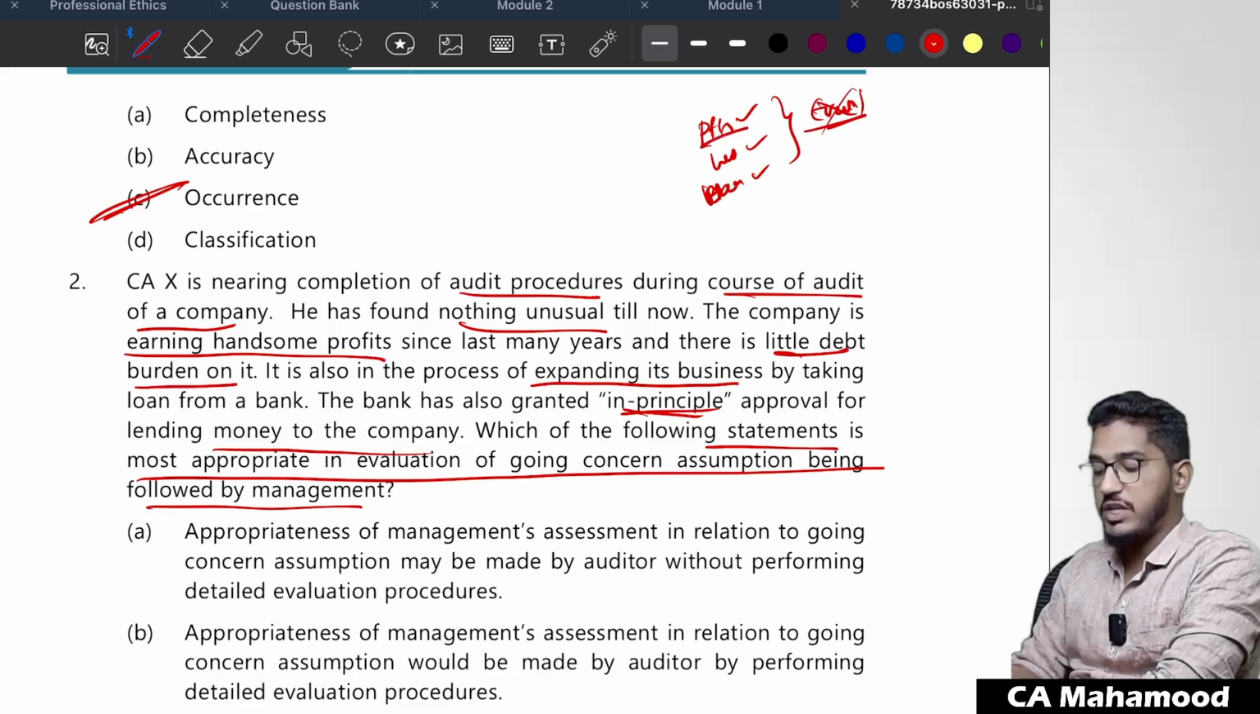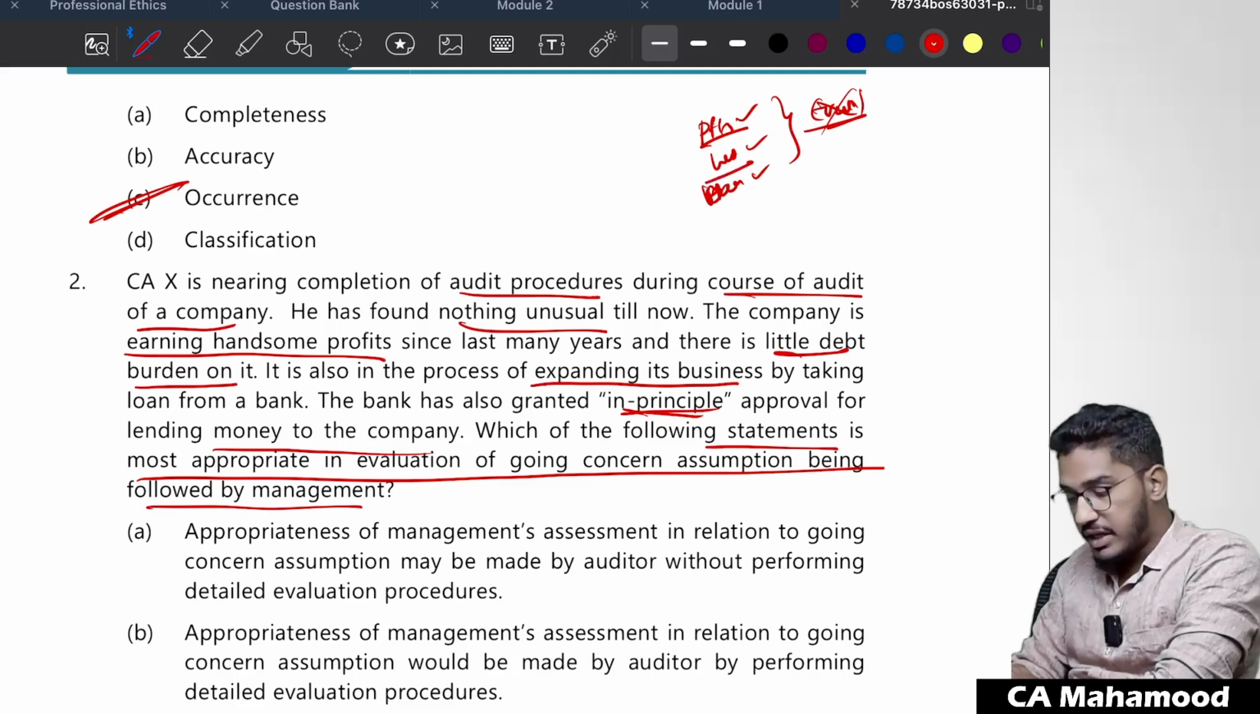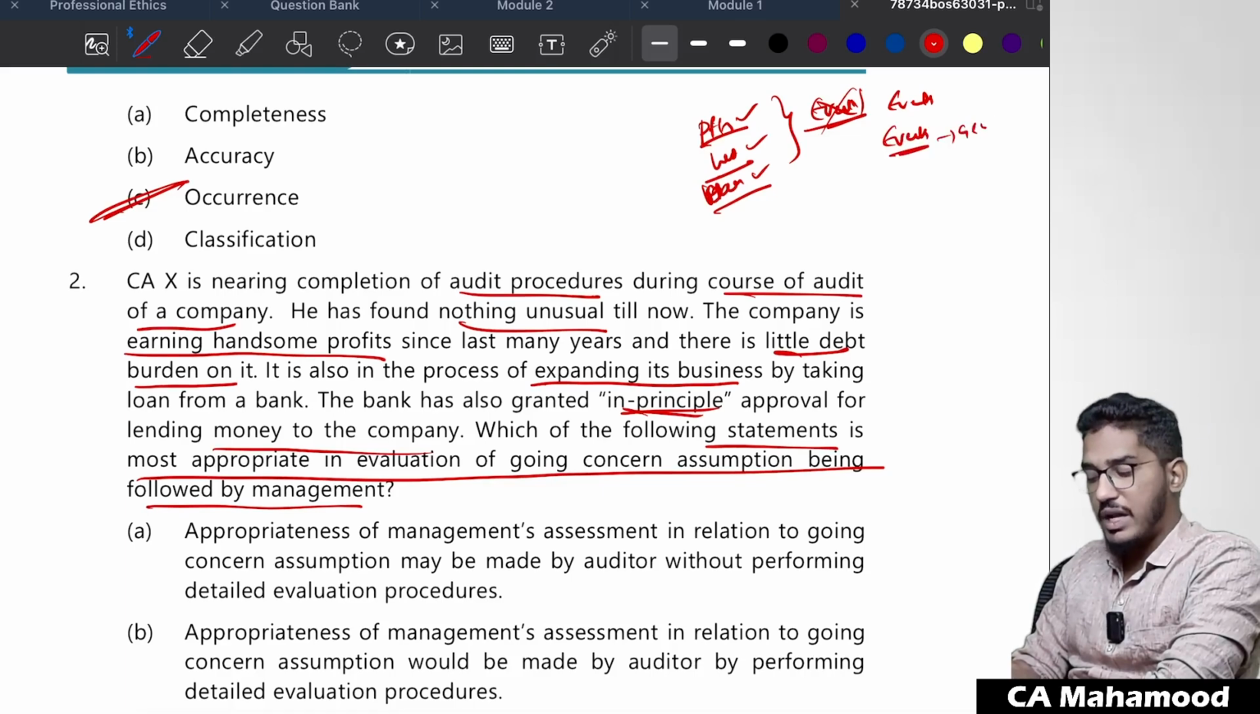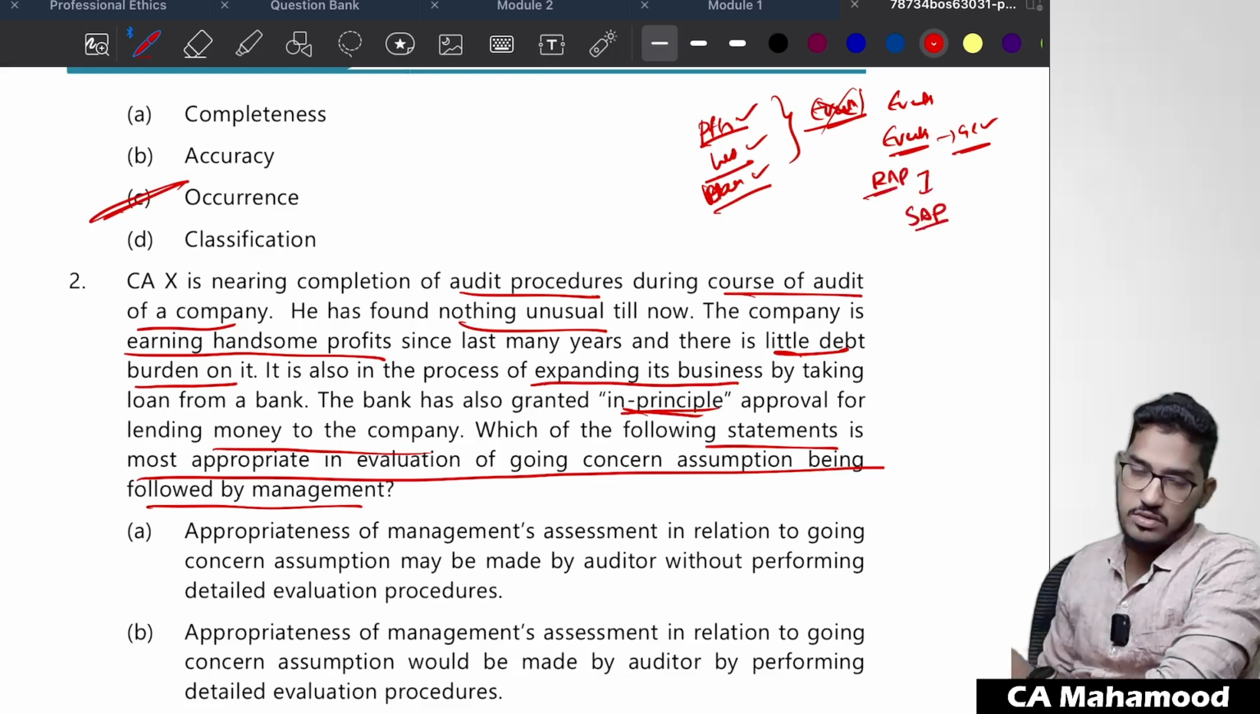Why? Because the company is making good profits, it has very little debt, and bankers are also ready to give the loan. So it is clearly indicating that there are no events or conditions which cast a doubt regarding going concern. That means going concern is valid, and you can come to that conclusion only by performing risk assessment procedures. You need not perform substantive audit procedures.